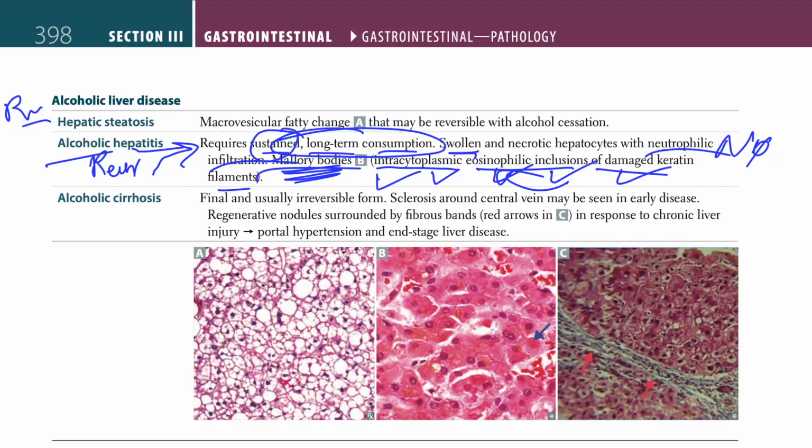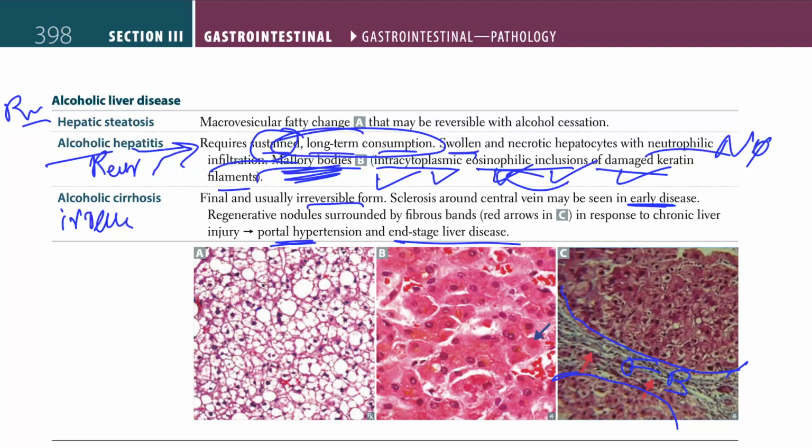Alcoholic cirrhosis. Now this is irreversible because it is cirrhosis now. It is the final and usually irreversible form; sclerosis around the central vein may be seen in early disease. Regenerative nodules surrounded by fibrous bands. Look at picture C. You have the regenerative nodules surrounded by a fibrous band, in response to chronic liver injury, which leads to portal hypertension and end-stage liver disease.